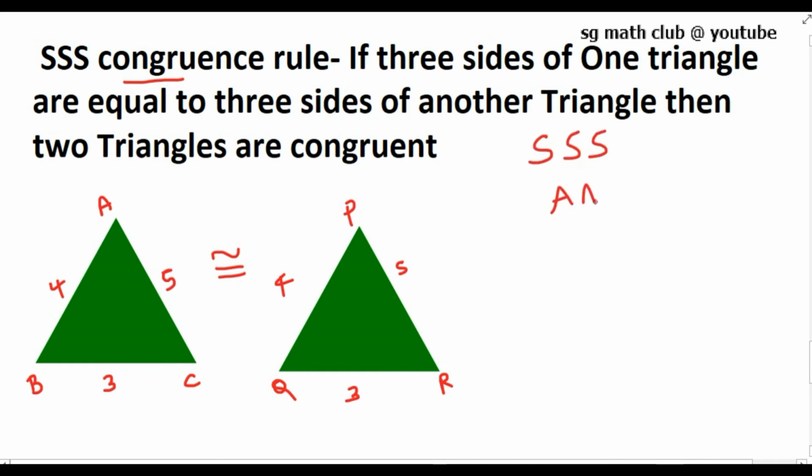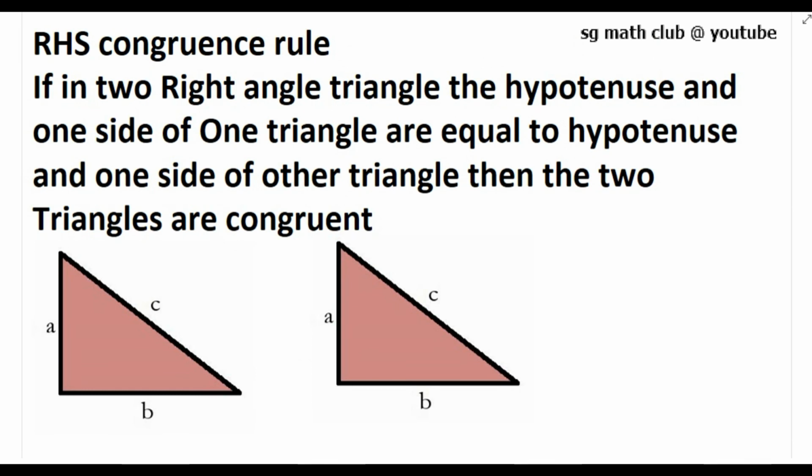But AAA congruence rule is not there. We cannot determine whether two triangles are congruent or not by the AAA criteria. But SSS criteria holds good to determine whether two triangles are congruent or not. So the last one is RHS congruence rule. This congruence rule we will use only for right angle triangle.